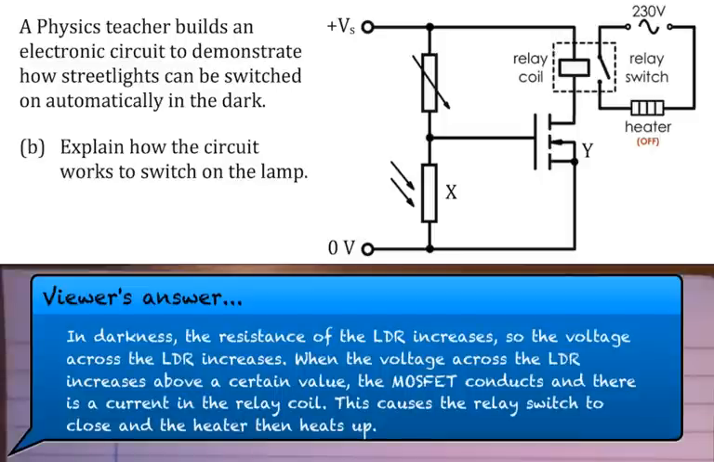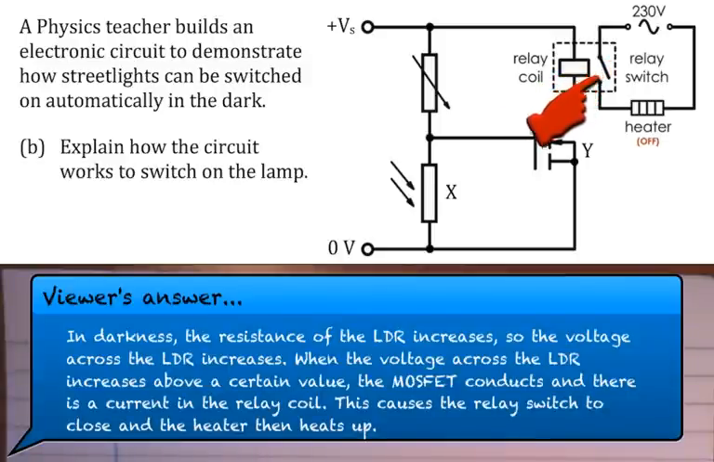Then the voltage across the LDR increases above a certain value. If you know that value because you've been told it in part of the question, then you would state it. We're not told that value, so it's enough to just say when the voltage across the LDR increases above a certain value, the MOSFET conducts. And as we said, when it conducts, we have a current. So when it's conducting, we'll have a current here in the relay coil. The relay coil, as we said before, acts like an electromagnet. That then causes this switch to close.